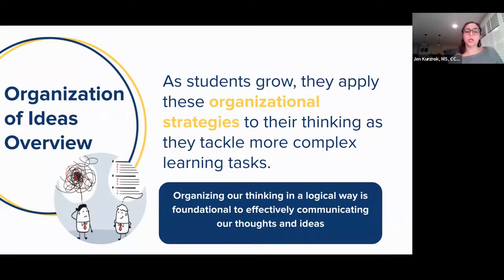Organizing our thinking logically is really foundational to effective communication. If your ideas aren't organized in your head, they're not going to come out of your mouth organized. So it's also really key to effective communication, both orally and in writing as well.